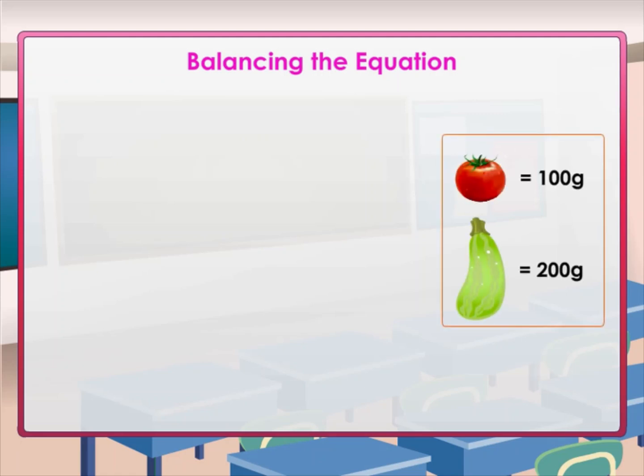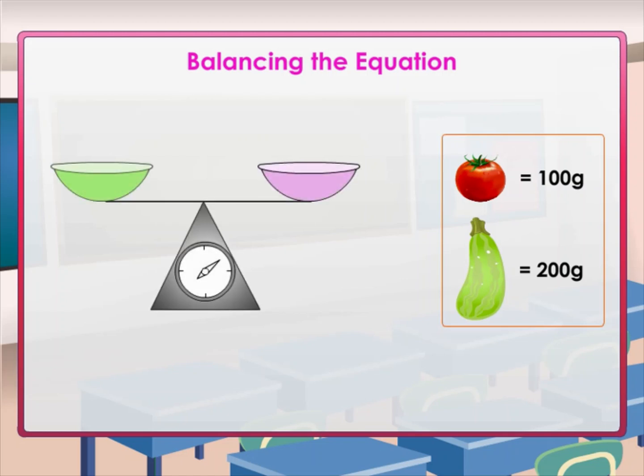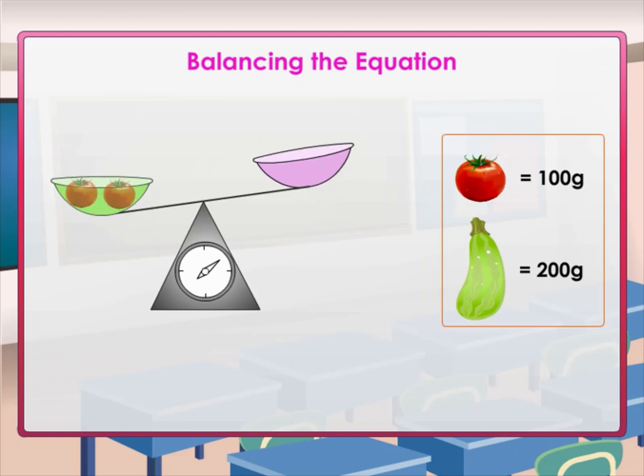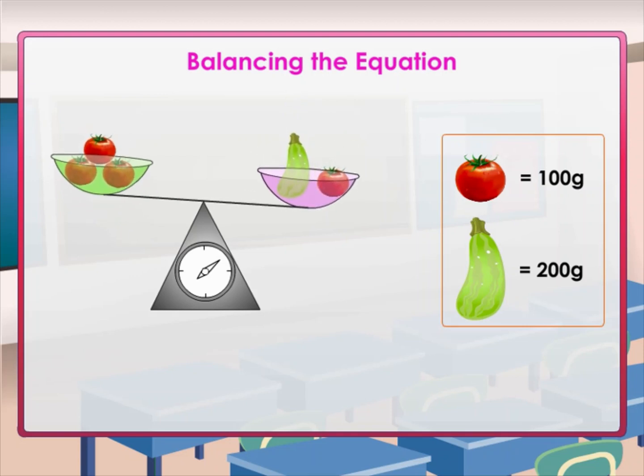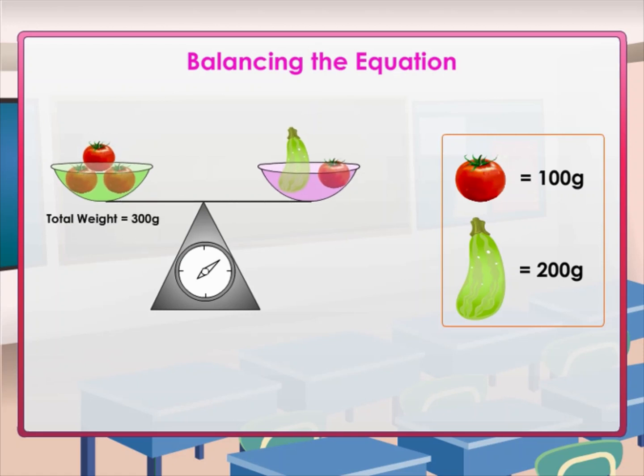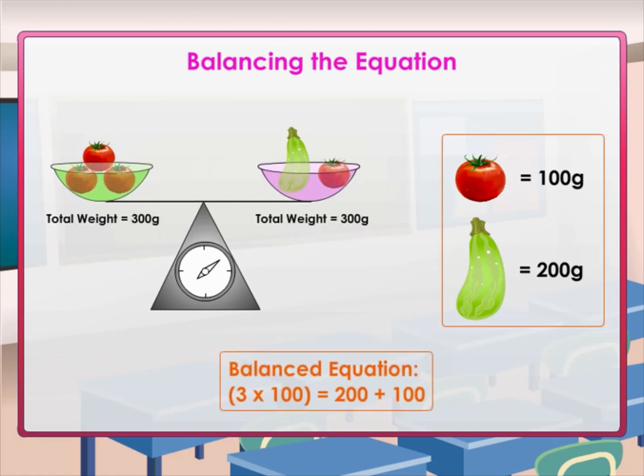In the image, one tomato weighs 100 grams and a bottle gourd weighs 200 grams. On the left-hand side, if we keep 3 tomatoes, then on the right-hand side, we have to keep 1 bottle gourd and a tomato to balance the weights. On both sides, the total weight is 300 grams.